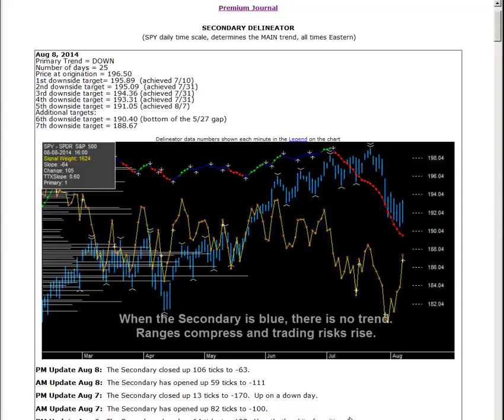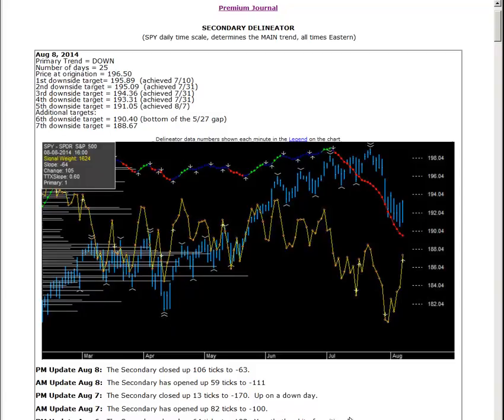When the secondary is blue, there is no trend, and we can expect a choppy market, more risk to trading, and range contraction. So if we look at our secondary here, we see that it's multiple green, red, and blue. When it is blue, ranges compress and trading risks rise. When it's red, ranges expand and our trading risks decrease. When it is green, ranges expand and our trading risks decrease.